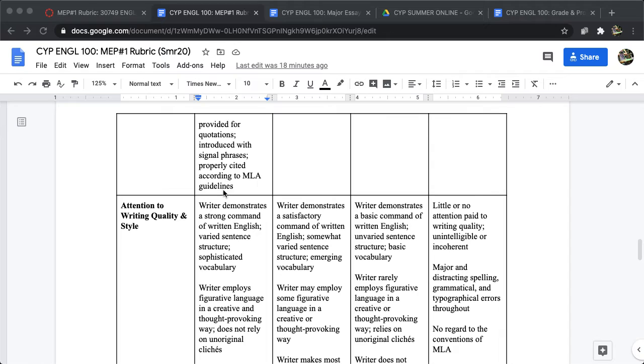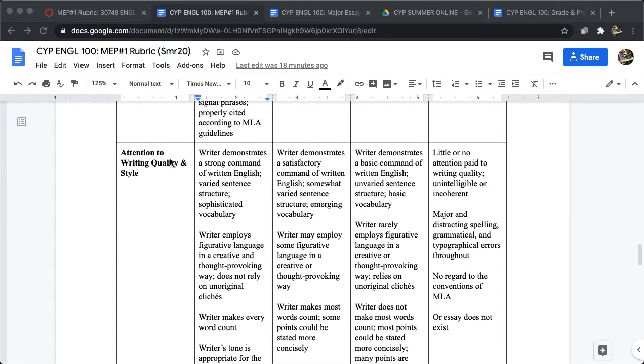And then, of course, properly cited according to MLA guidelines. So it's important that if you are incorporating quotations from outside sources, that you do have a works cited page that has the complete publication information for that source.